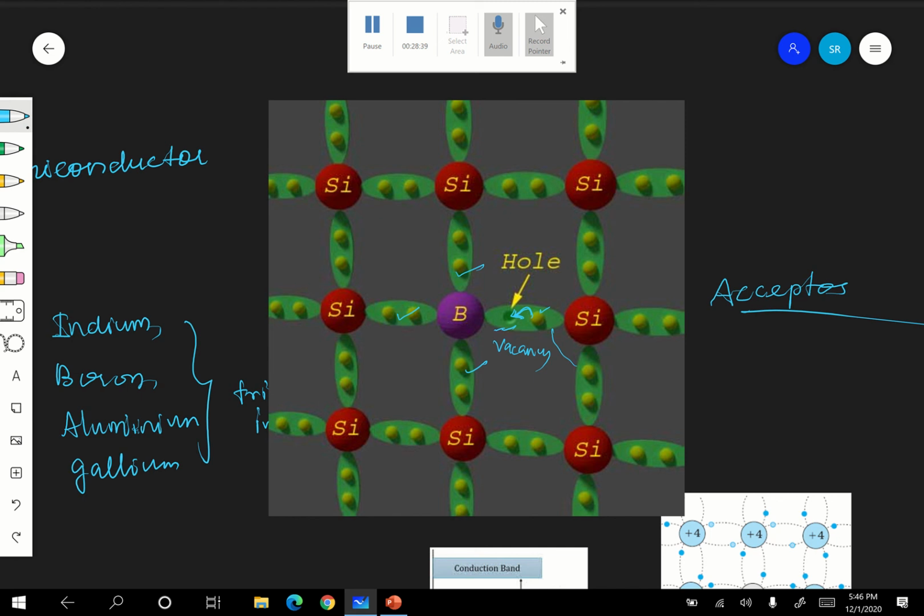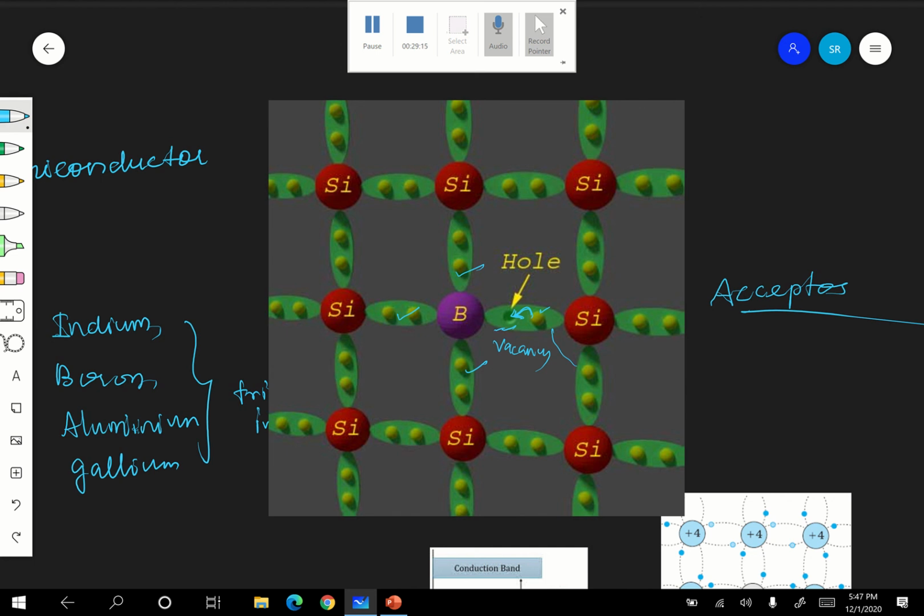Indium, boron, gallium, aluminium, whatever it is, trivalent impurities are called acceptor impurities. So each gives one extra hole for conduction. The holes are moving now, which means the holes are in motion. One extra hole is created here. You know that holes are associated with the valence band, correct?